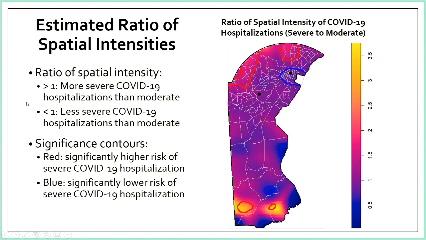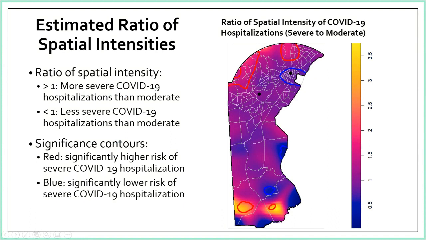The contours are based on about 1,000 Monte Carlo random labeling simulations of all of the COVID hospitalizations, and they highlight areas where the ratio of spatial intensity shows significantly elevated risk of severe hospitalizations in red, and then in blue are areas of significantly lower risk for severe hospitalization.